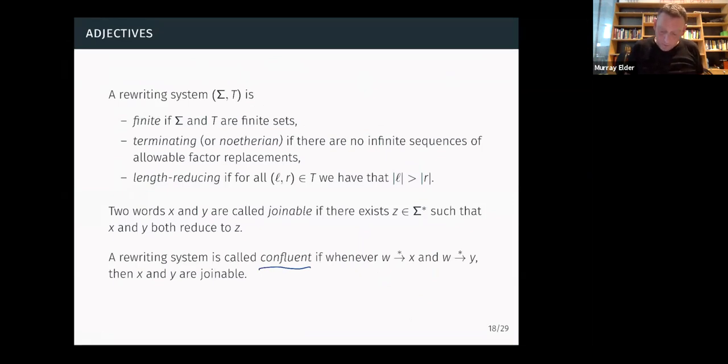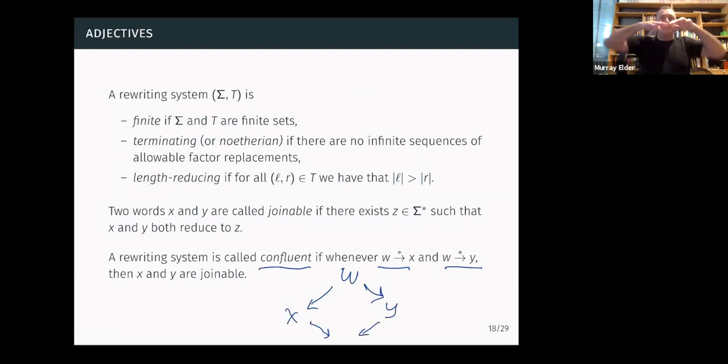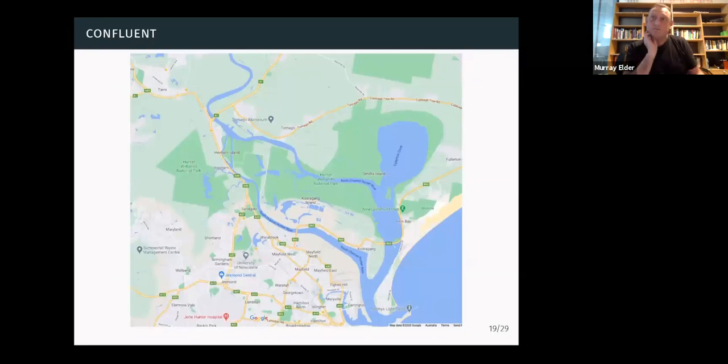If you ever have the situation that W gets reduced to X and W gets reduced to Y, then I need a better picture though. I'm sure I could do a better picture than that. Then if they branch out, then they have to come back again. But I'm not happy with that picture, so I think this is a better one.